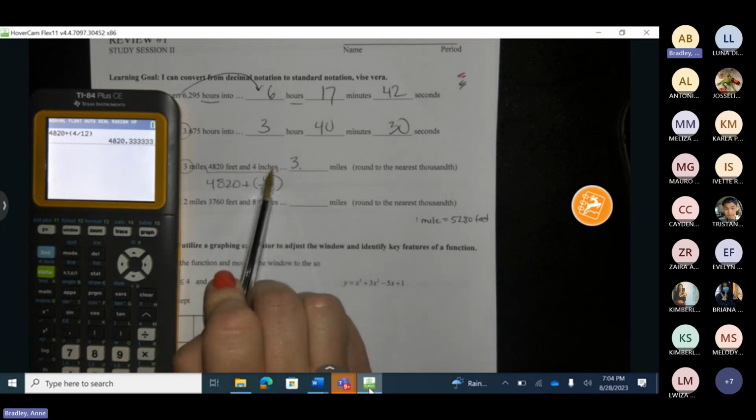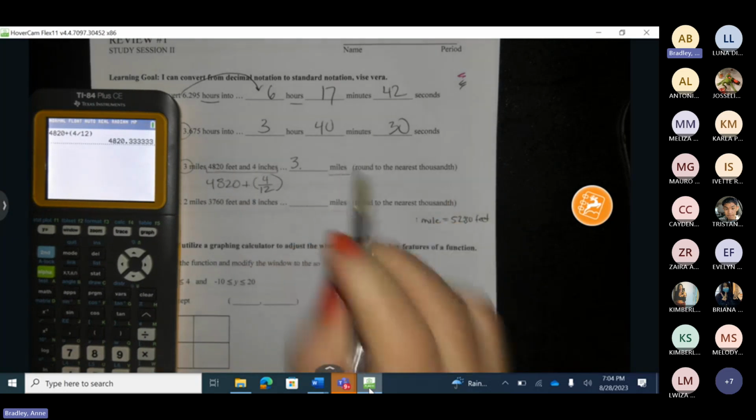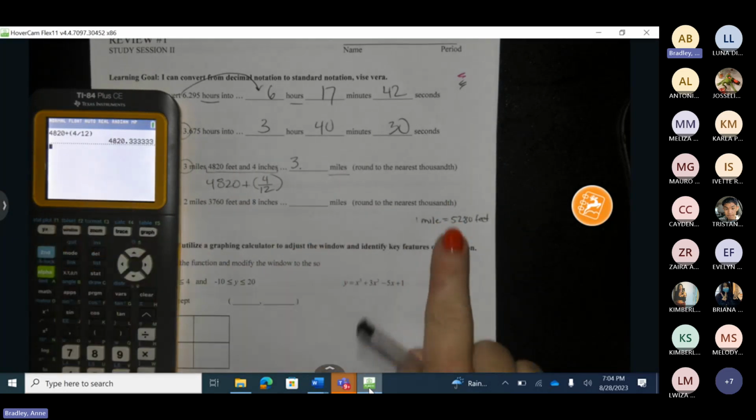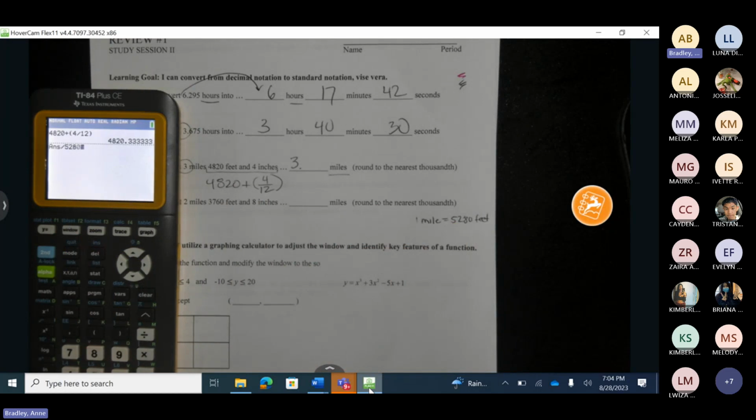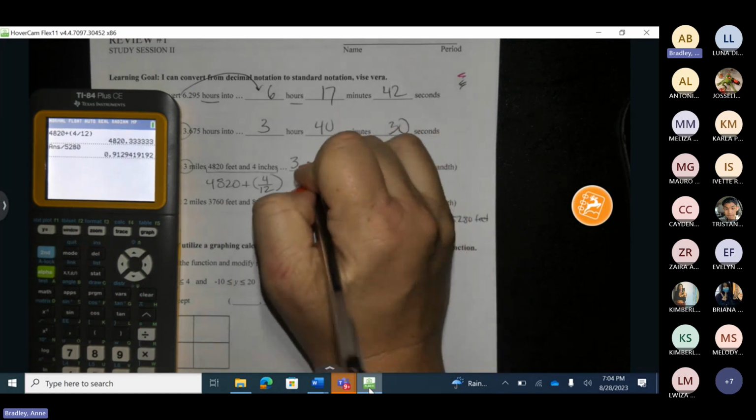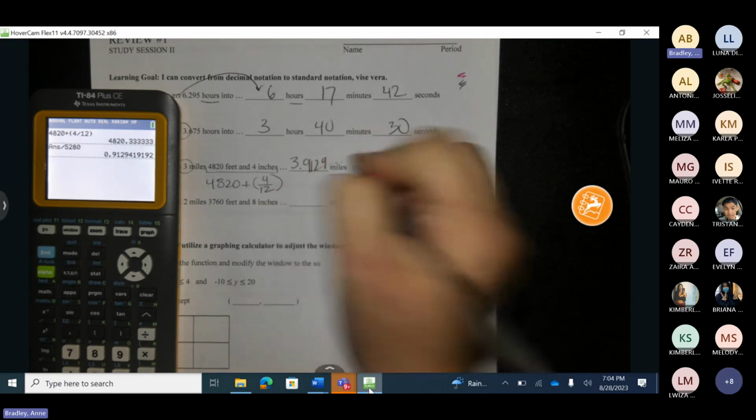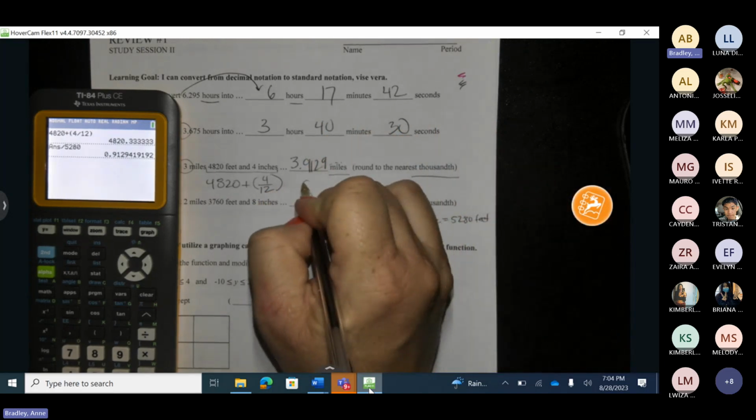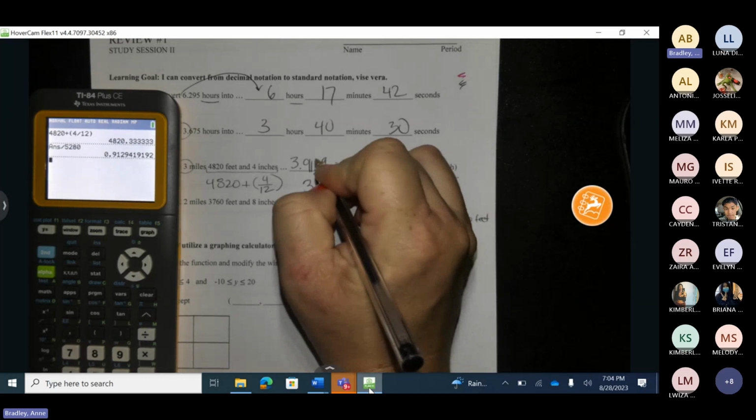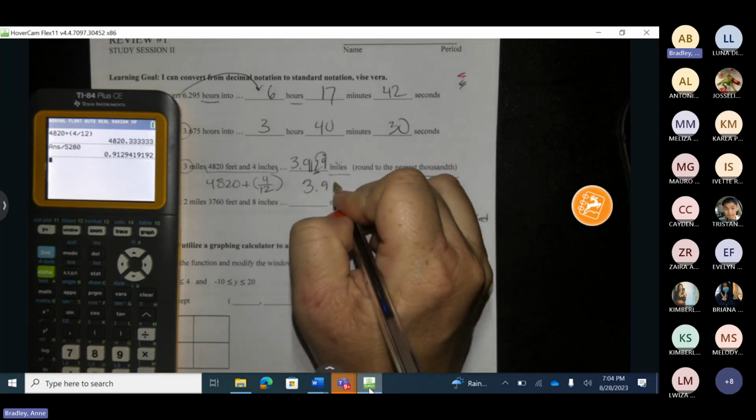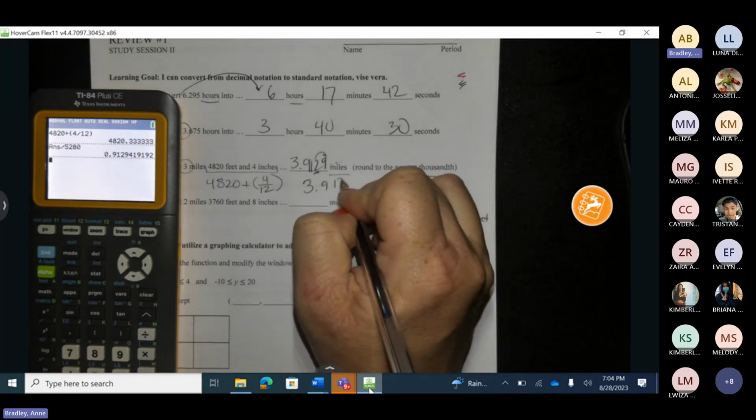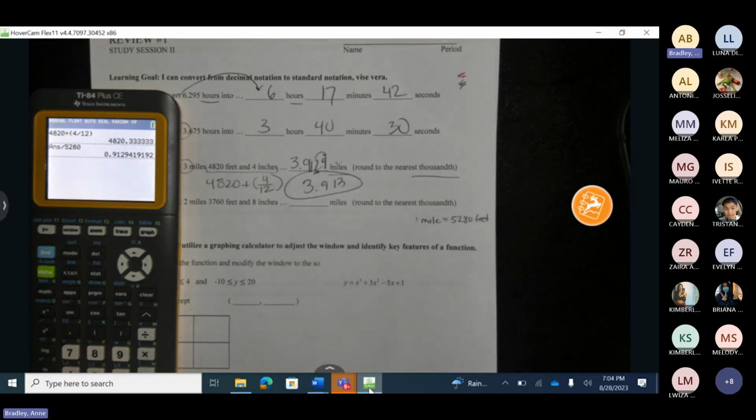Now this represents the amount of feet. Again, I need to write this all in terms of miles. So I'm going to take this and divide this by 5,280, and this answer now goes over here. So 9129, so it says round to the nearest thousandths. That means I go to the third place and I look behind, it says to round up, so 3.913. This would be my answer for number 3.